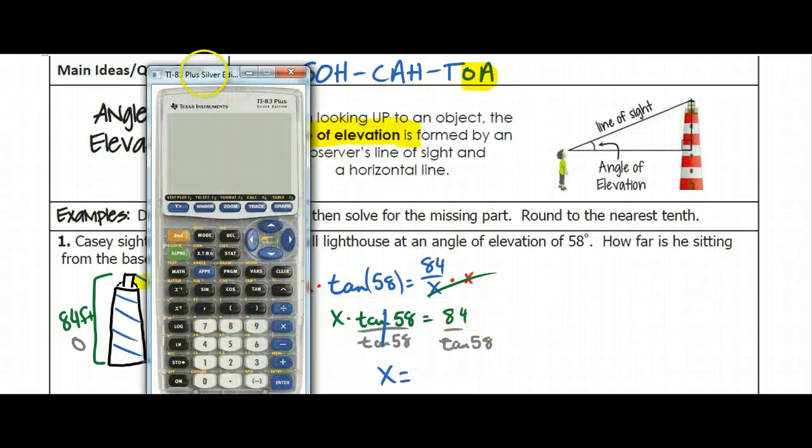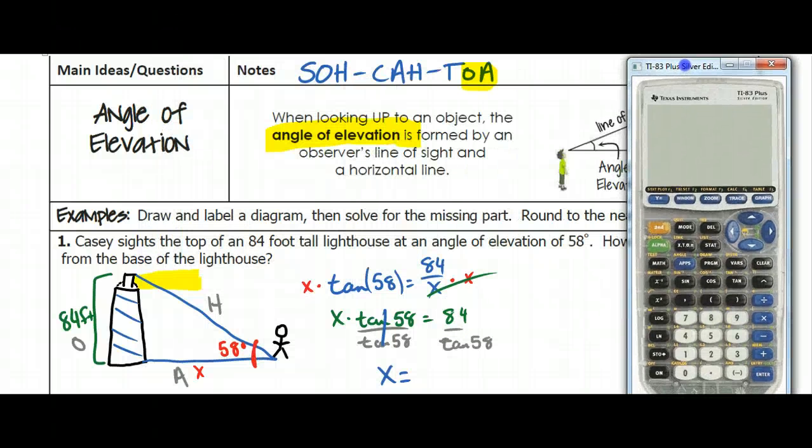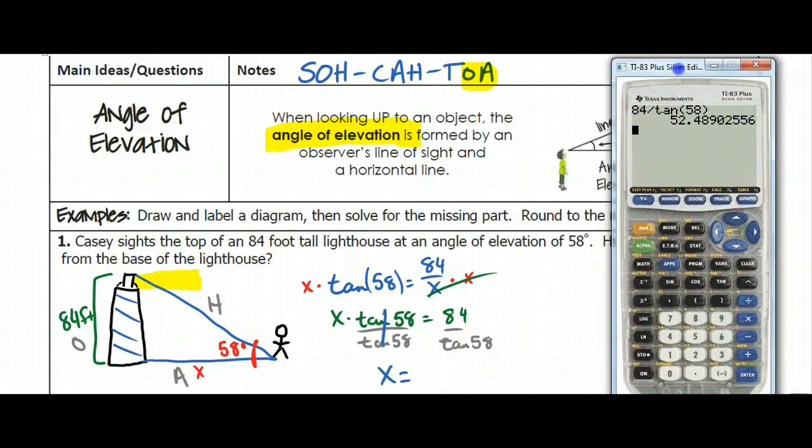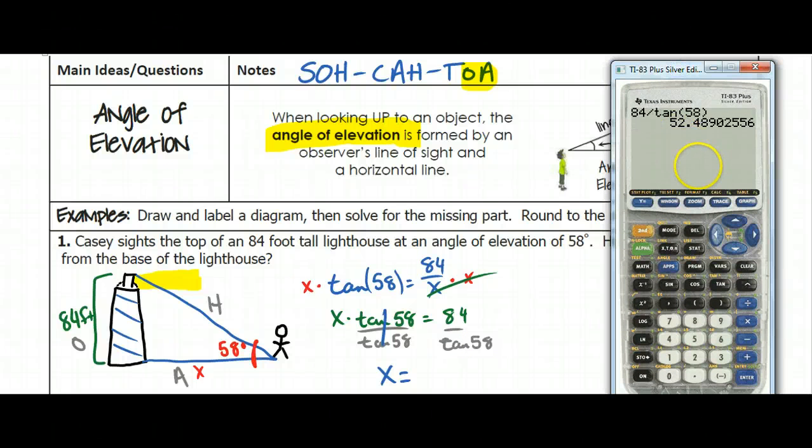And luckily we've got my handy dandy calculator. So I just type in there 84 divided by the tangent of 58, close that up, hit enter. Boom. This guy Casey is 58.489 feet away. Now I think this says we're going to round to the nearest tenth. That's right. So 58.5 feet would be good.